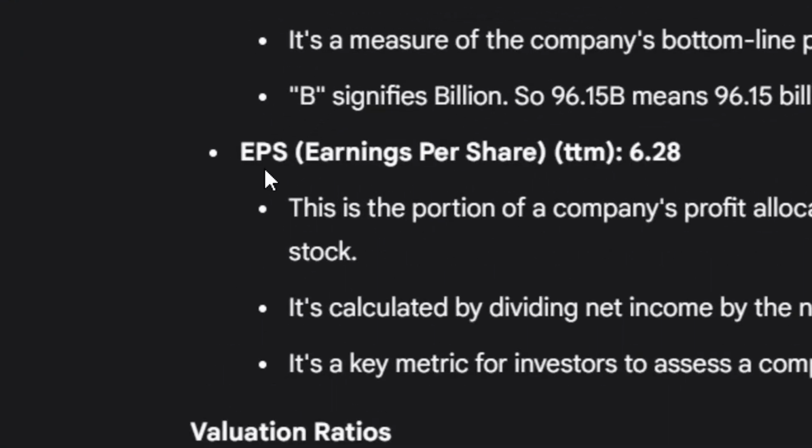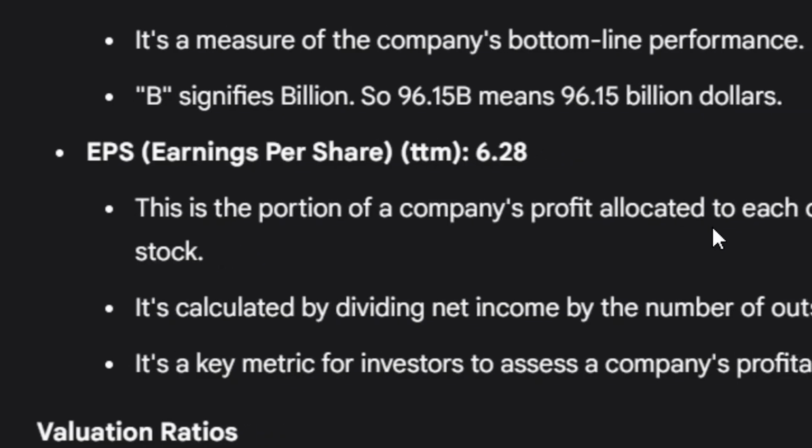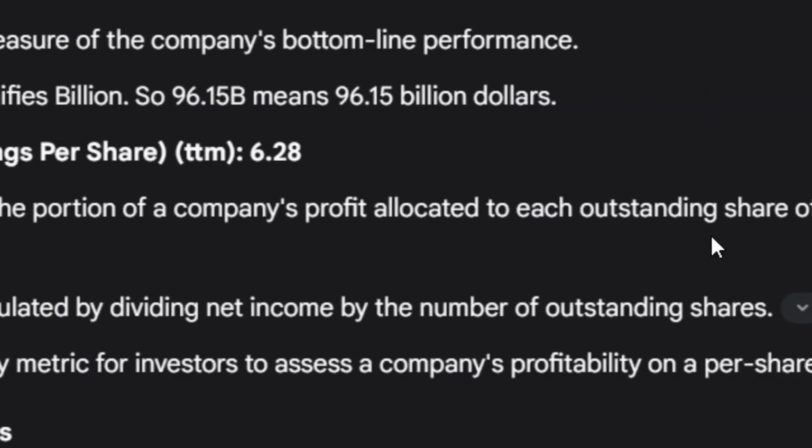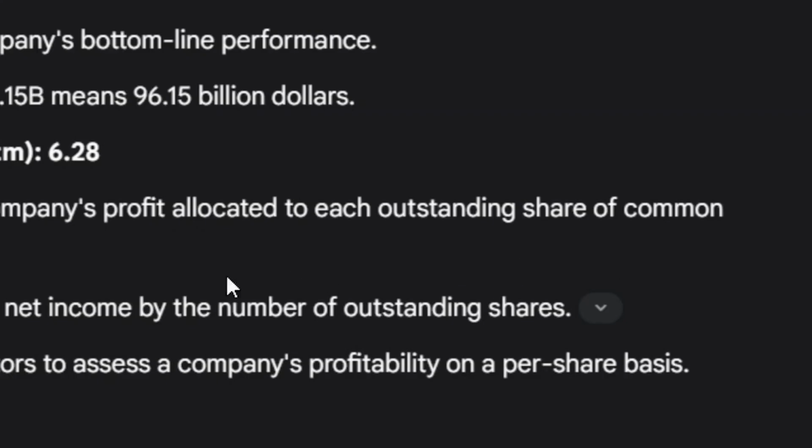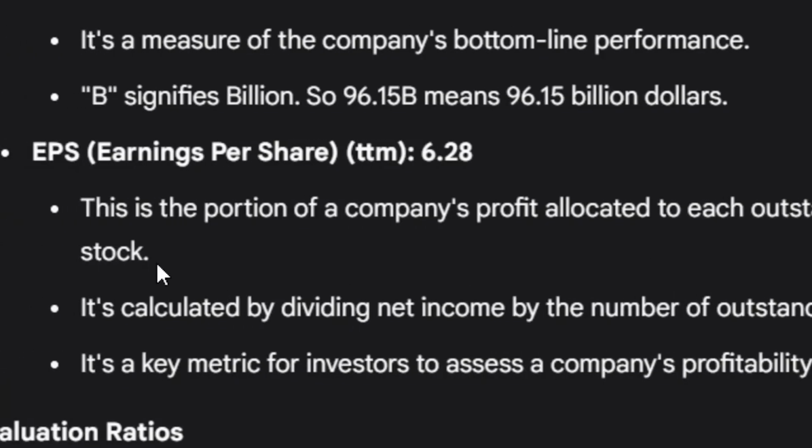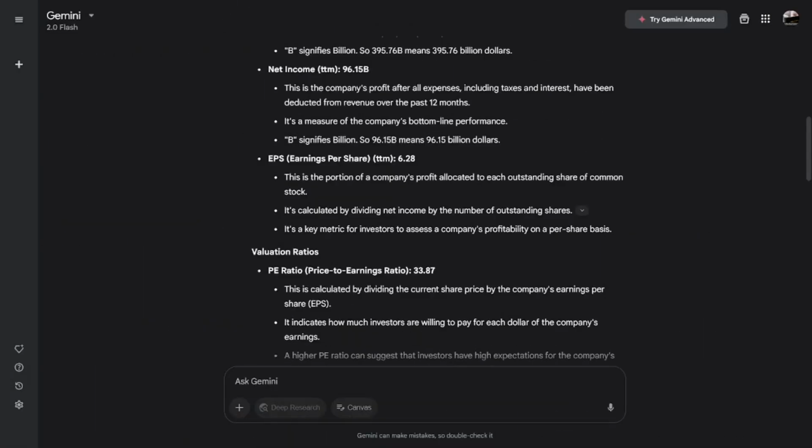And then let's look at this one, the EPS. It is earnings per share, that is TTM, and that is the amount. This is the portion of a company's profits allocated to each outstanding share of a common stock. So this is how it is calculated. It will give it to you.